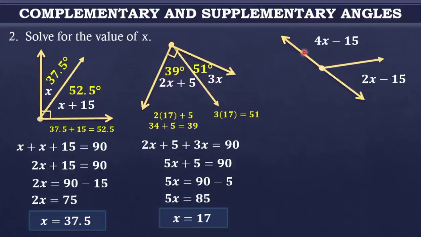So, ito, since linear pair po tayo, dapat pag inadd natin si 4x minus 15 at si 2x minus 15, dapat ang sum niya ay 180. So, hindi na po 90 ha, kasi linear pair na po ito. So, 180 na tayo. So, we are already applying the concept of angle pairs na diniscuss natin sa part 1. Okay? So, yung iba, hindi ito maiintindihan kasi walang basic concept ng angle pair.